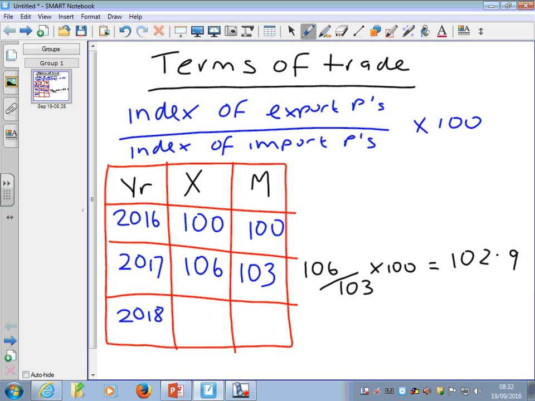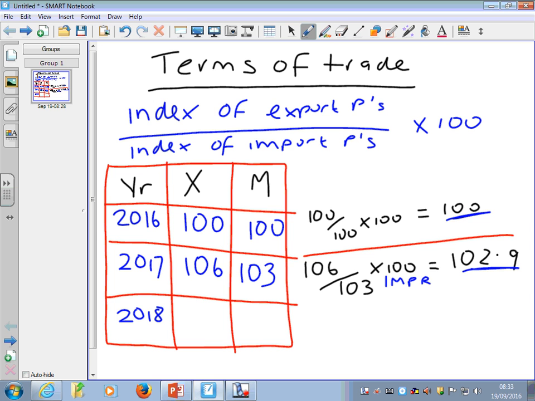Now just to make my point, let me go backwards a little bit and show you 2016. So obviously if we were calculating this, 100 divided by 100 times 100, it will give you 100 index points. Now what you'll notice is from 2016 to 2017, the index has increased. And what this basically means is that our terms of trade have improved.